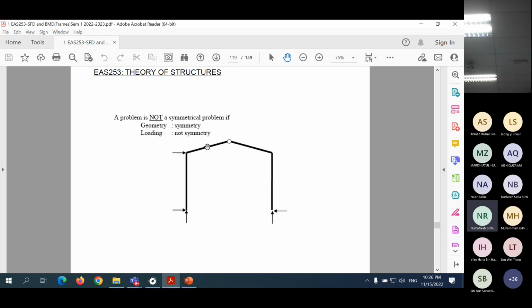Now, this problem is not symmetry, so you cannot use those characteristics. For this problem, the structure geometry is symmetry, but the loading is not symmetry. So class, for a problem to be classified as symmetry, the shape must be symmetry and the loading also must be symmetry. Only then is it considered a symmetrical problem, and we can apply what I discussed just now about the characteristics of the shape of the axial force diagram, shear force diagram, and bending moment diagram. Here the shape is symmetry, but the loading is not symmetry. You have this load here, but on the other side, you don't have that loading.